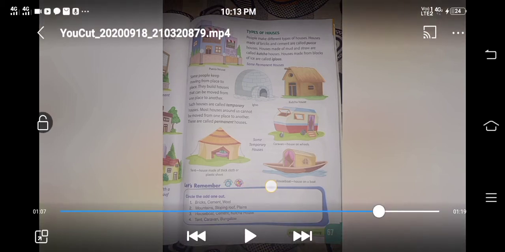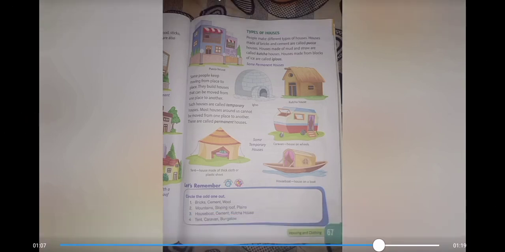Temporary houses are kacha houses. Some people keep moving from place to place. They build houses that can be moved from one place to another. So what is that? That is caravans. They can use houses built in caravans, that is called a caravan. That will help them if they move from one place to another. Such houses are called temporary houses.